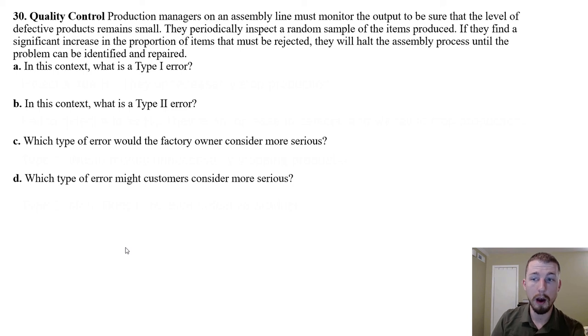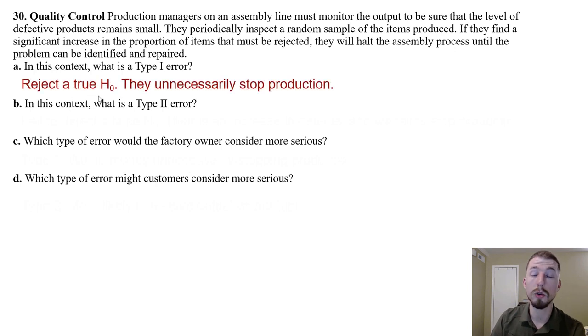So our null hypothesis is that there's no increase in defective products. Then the alternative is that there is an increase in defective products and we need to stop production. So a type 1 error is that we stopped production when we didn't have to. There was a false positive, like a false alarm, basically. Good way of thinking about it, right? So that we rejected a true null hypothesis, so there really was no difference in the defect rate. It stayed the same, but we stopped production unnecessarily.